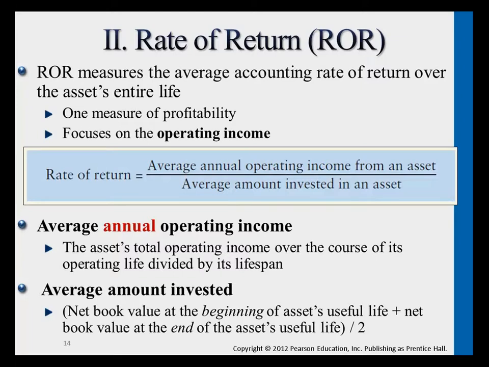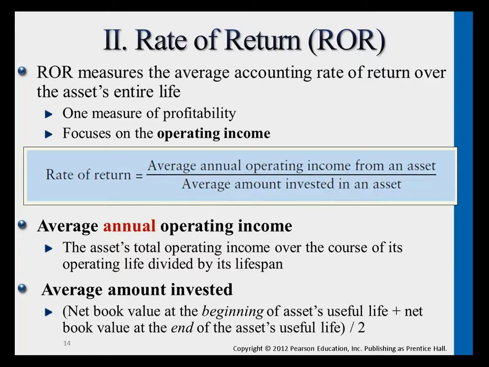Yes? Why does that equal the average amount invested? Well, that's how your rate of return is going to be calculated. You're dividing one average by another, all right? The first average is your annual operating income. We said that rate of return focuses on operating income, okay? So you'll take the operating income derived from that asset, and you'll divide it by whatever average is invested, all right? And that's how you find your rate of return.